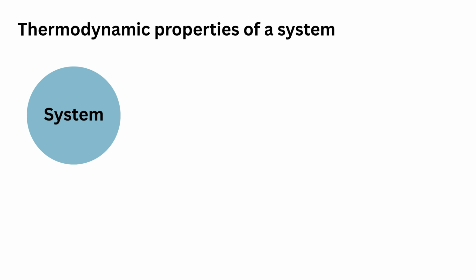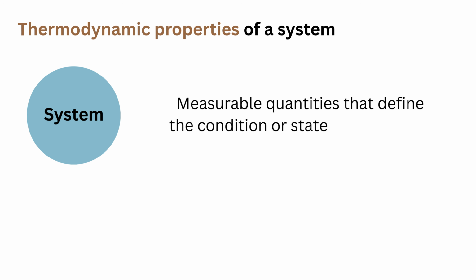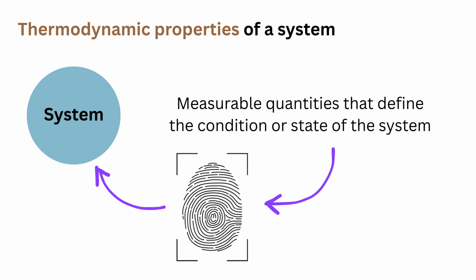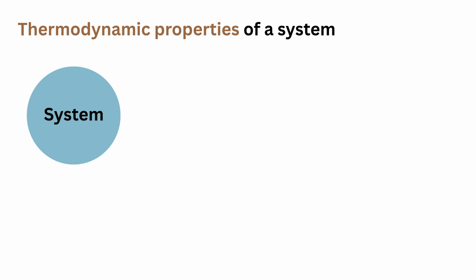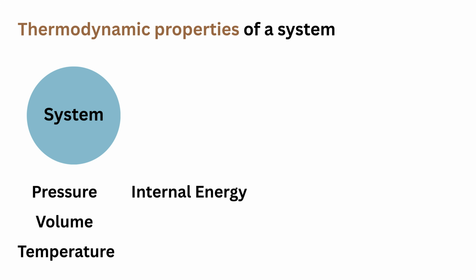Once we know what a system is, the next step is to describe it completely. To do this, we use thermodynamic properties. These properties are measurable quantities that define the condition or state of the system. They are like the fingerprints of a system, because once you know them, you can tell exactly what state the system is in. Examples of such properties include pressure, volume, temperature, internal energy, and enthalpy.